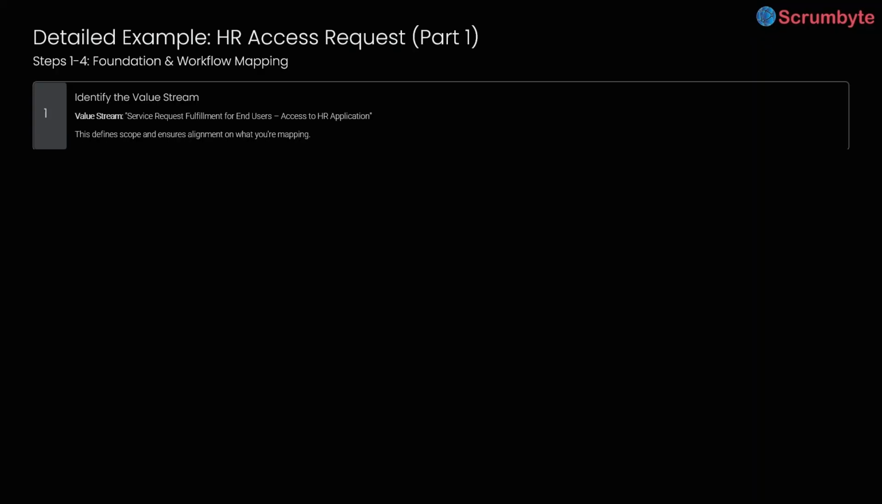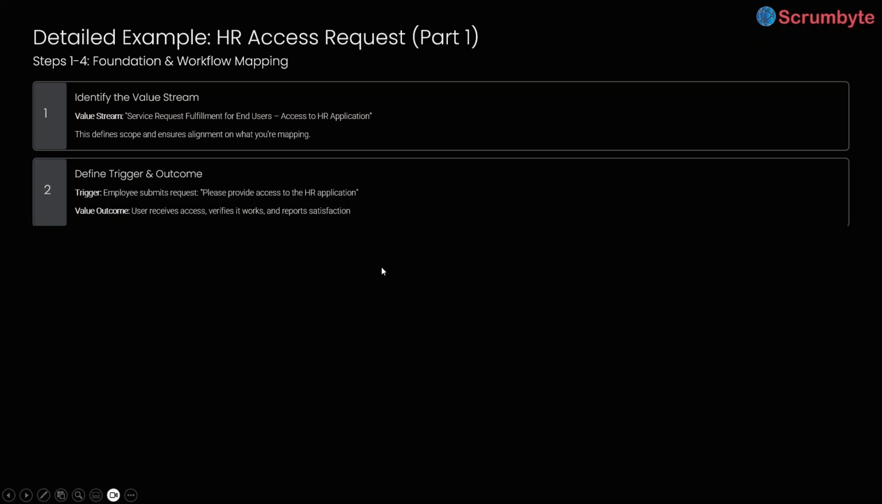So here is an example for that. You are identifying the value stream. The value stream is service request fulfillment for end user access to an HR application. So this is the scope. This is what you are trying to map. What is the trigger? How does this demand happen? The employee has to submit a request: please provide access. So then what is the value outcome? You should always have some outcome for every trigger, right? The user receives access, verifies it works and reports satisfaction.